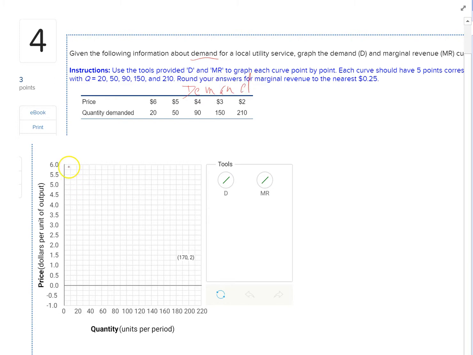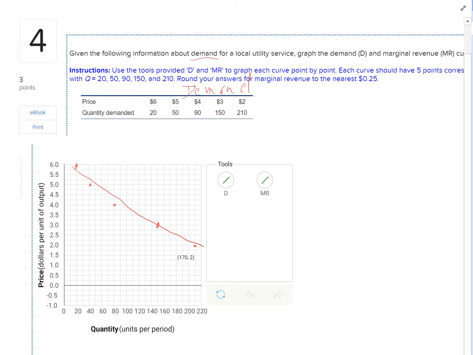So at a price of 6, for example, quantity demanded is 20, and I'll do my best to put this on here correctly. At a price of 5, we've got quantity demanded of 50, and 4 is 90, about there, and let's see, 3 is 150, 2 is 210. 2, out there. So you're going to have your curve, and I'm imagining that they give you a straight line to work with, so I'm sure my graphing isn't perfect, but it's using the information given.